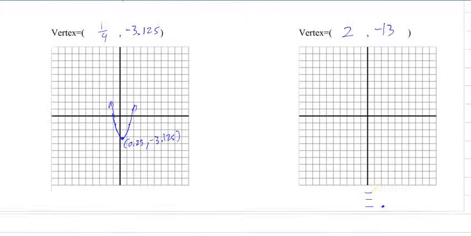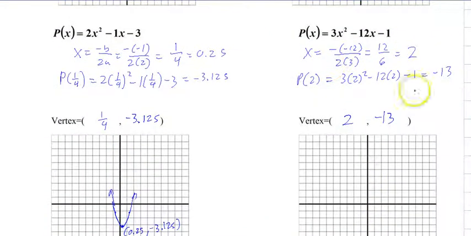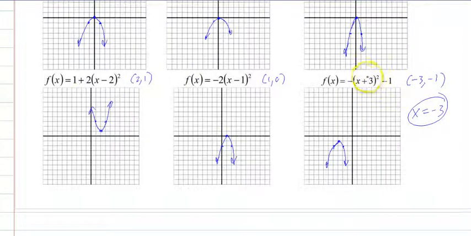And then our a here is 3, so we go up 3, 1, 2, 3 over 1, 3 over 1. And there's our graph. And that's it. So you only need 2 things, vertex and the a, just like before. We found the vertex by using the h and the k, and then we use the a to graph it. That's everything.